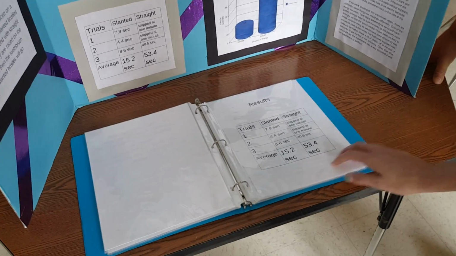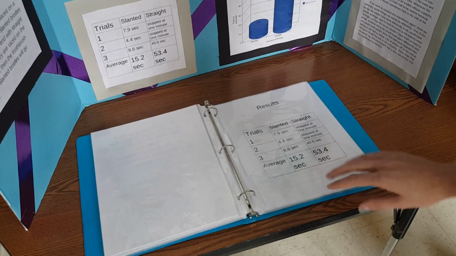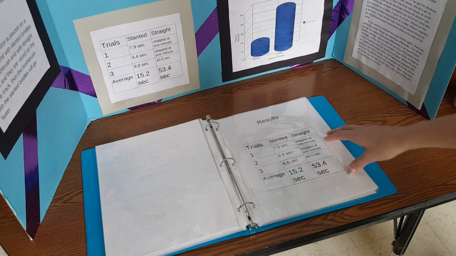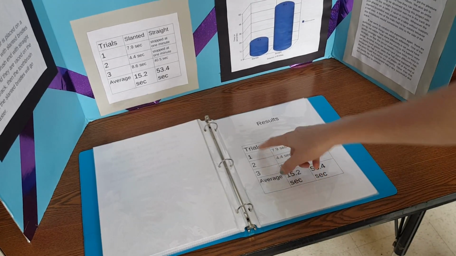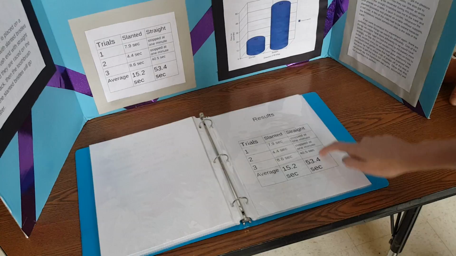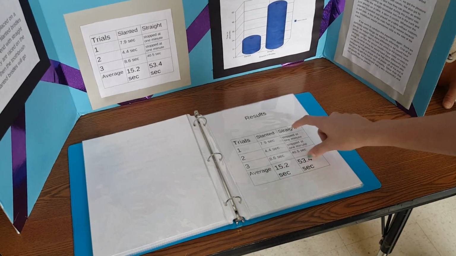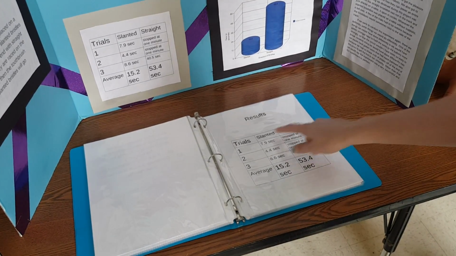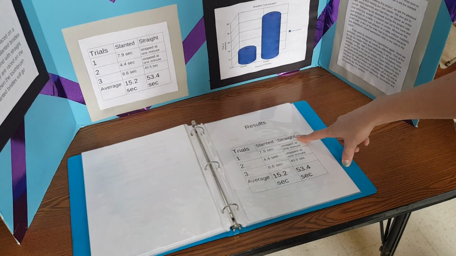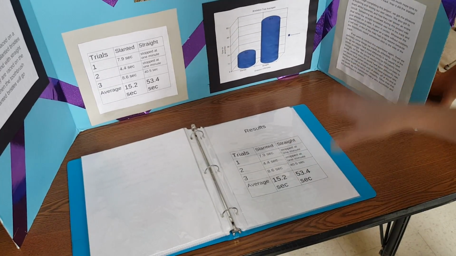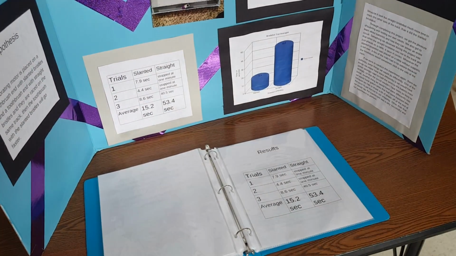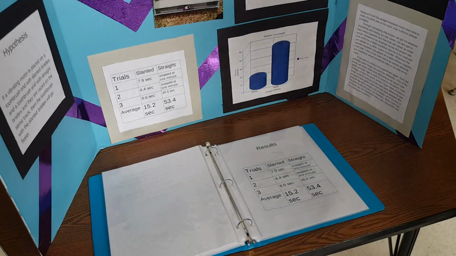It's going to look slightly different than this, but this is a completed data table. They have their trials, they found their average, and they have their dependent variable. Since they already did that, it's filled in, but yours will not be until your experiment. And then they have their IVs on their data table. You'll find it in the journal and on the board. That's very important to remember.